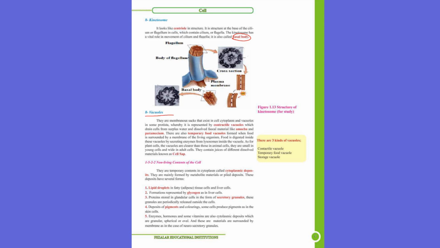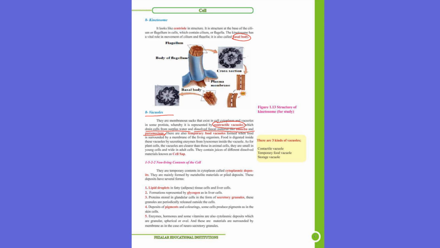Vacuoles are membranous sacs that exist in the cell cytoplasm, and in some protists the vacuoles are represented by contractile vacuoles. Contractile vacuoles can contract and relax. As they relax, they absorb water from the cytoplasm of organisms which live in fresh water, like paramecium or amoeba, but as they contract, they pump out this water, which drains the cells of surplus water and dissolved fecal material, like in amoeba and paramecium.